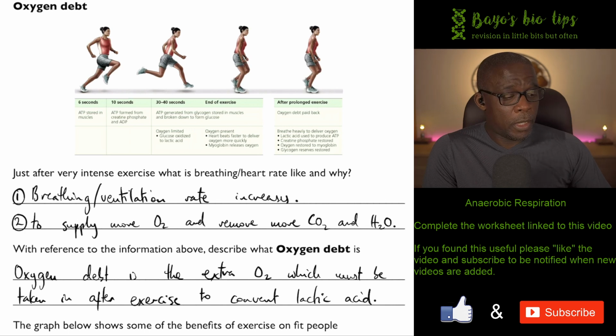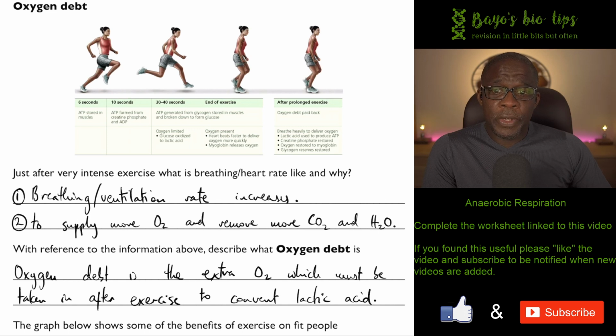We'll talk about that in a minute, but it's really to do with what I said earlier. In fitter people, they have a higher cardiac output and a greater lung capacity, both of which mean that they can actually supply oxygen faster as well as glucose and get rid of carbon dioxide and water faster. It also has the net effect of reducing the lactic acid buildup.